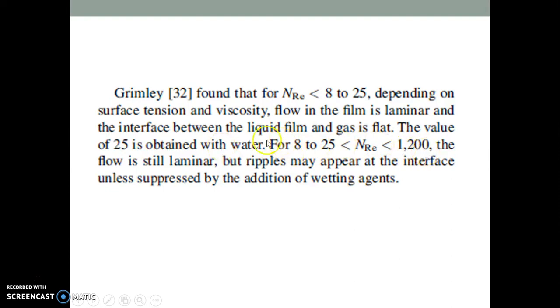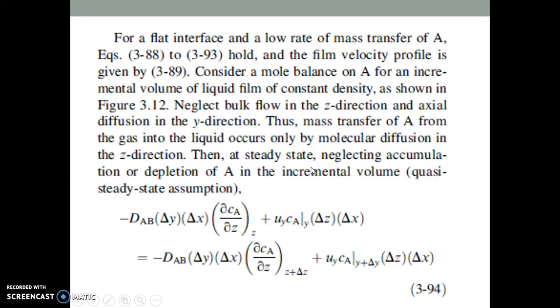For the Reynolds number between 8 to 25 and below 1200, the flow is still laminar, but ripples may appear at the interface unless suppressed by the addition of a wetting agent. So meaning that when you calculate the Reynolds number and you get a value in between 25 until 1200, the condition is still laminar flow, but some ripples may appear at the interface of the wall.